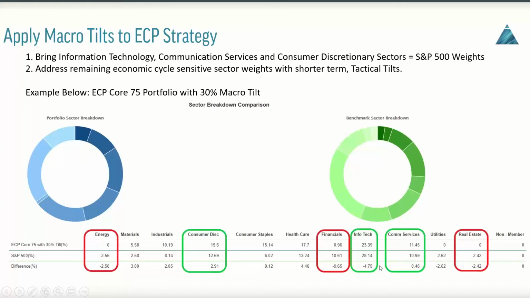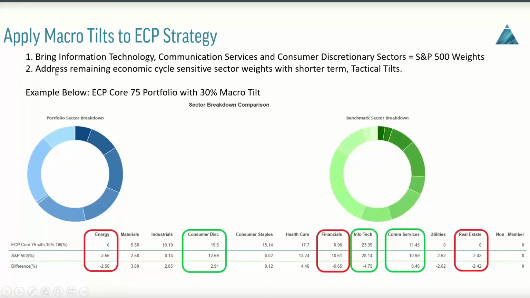Infotech is still a little bit underweighted, so we've got some room there to potentially apply a shorter term tactical tilt, perhaps with semiconductors, perhaps with something else to bring that information technology weight back up. And communication services, obviously just a slight overweight here.